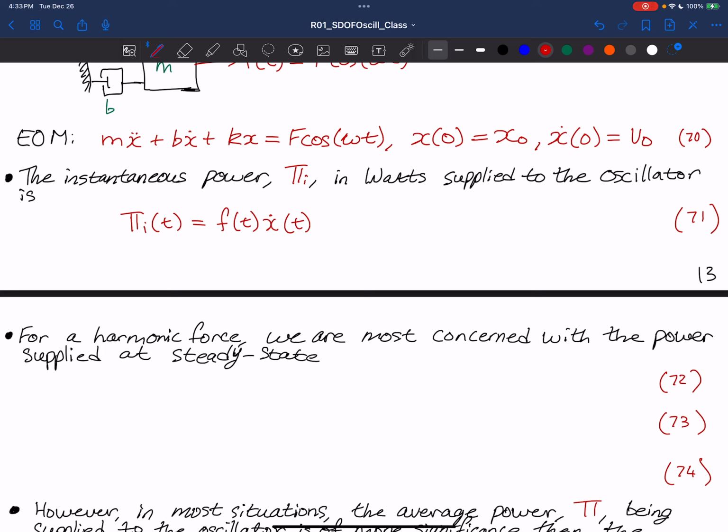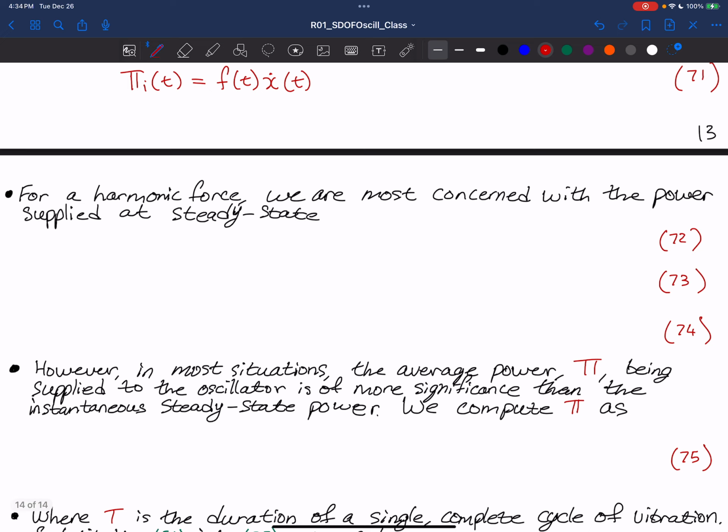So if you recall, when we looked at the work done by a force, we ended up with the integral over time of the force times the velocity. And so what's inside of that integral is the instantaneous power. For a harmonic force, we are going to be most concerned with the power that's applied at steady state. We're not so much interested in the transient results. So quite simply, the instantaneous power at steady state, pi sub ss of t, is going to be equal to that force times the steady state velocity x dot sub ss of t.